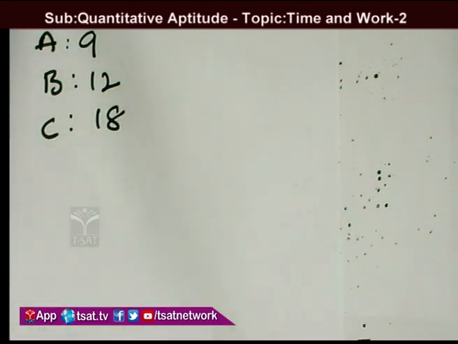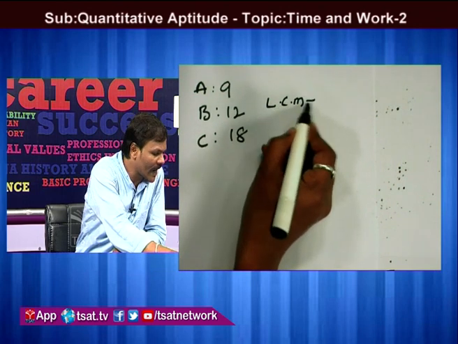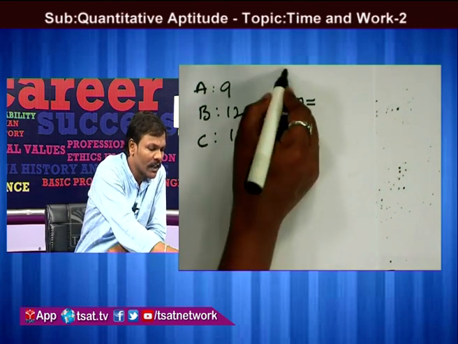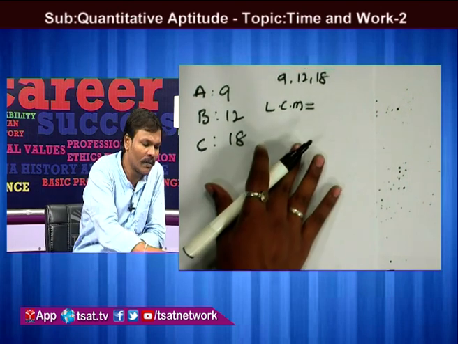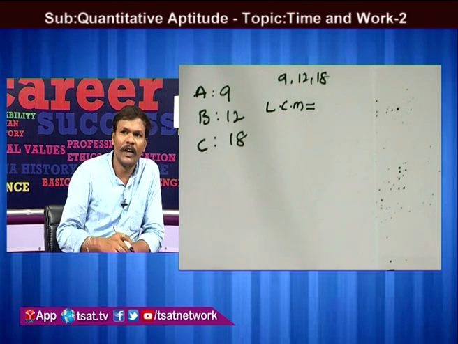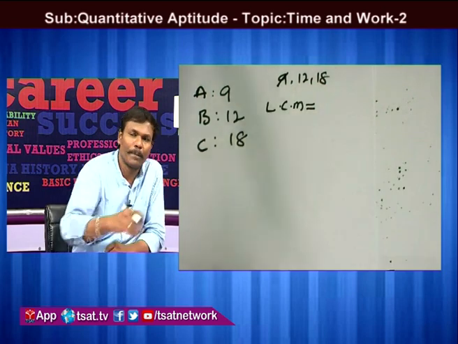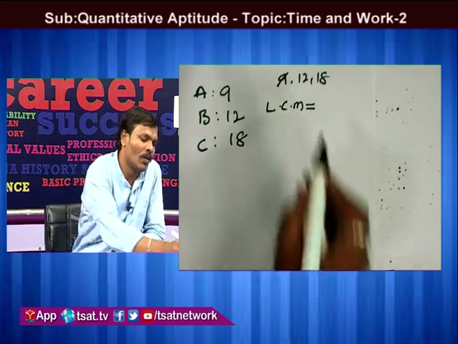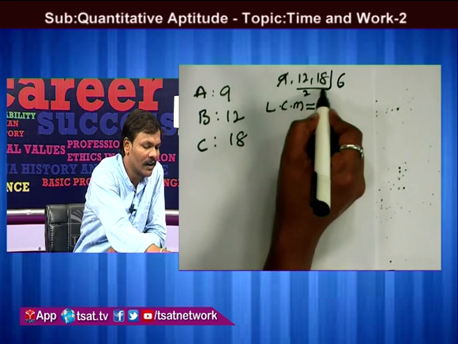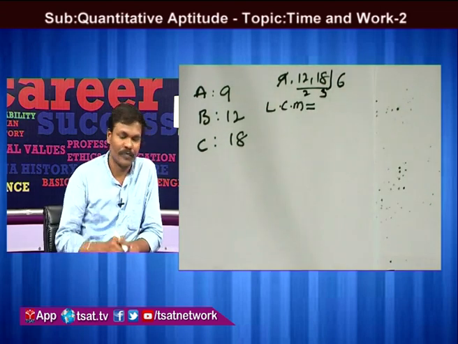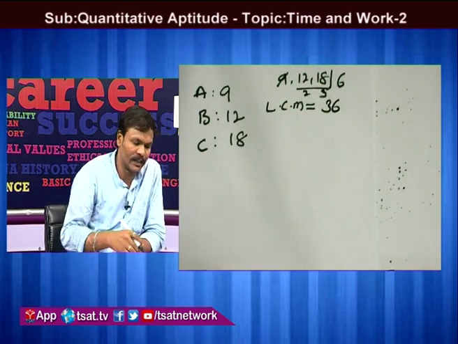When we have 3 values, we take the LCM. You have to remember, we take the LCM. What is the LCM of 9, 12, 18? 9 2s are 18. Where one number is a multiple in the LCM, remove that number, so no need to calculate 12, 18. What is the LCM of 12, 18? It is 6 2s, 6 3s. So the LCM is 6 3s are 18, 18 2s are 36.